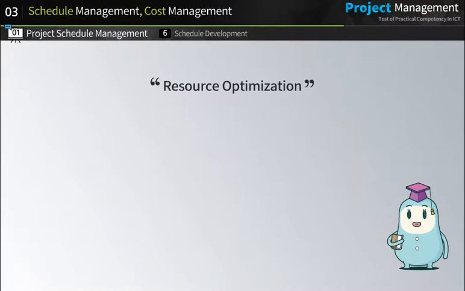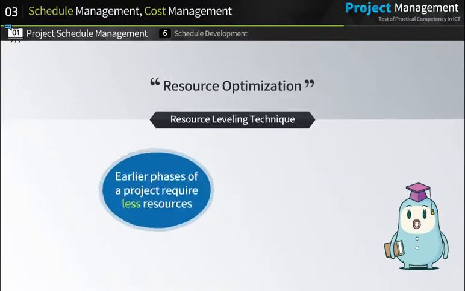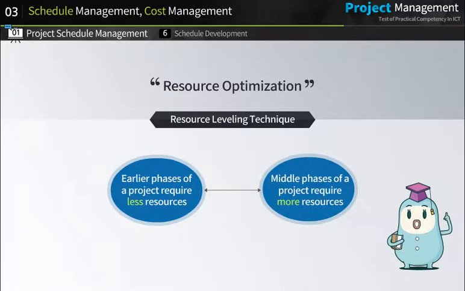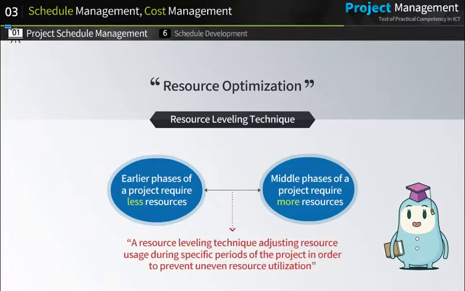Next, I would like to introduce a technique for resource optimization. The resource leveling technique is a case in point. This technique requires fewer resources during earlier phases of a project compared to the middle phases. So, assigning too many resources would be inefficient. During the middle phases of a project, however, there would be many more activities assigned to resources. In other words, it is a resource leveling technique, adjusting resource usage during specific periods of the project in order to prevent uneven resource utilization.